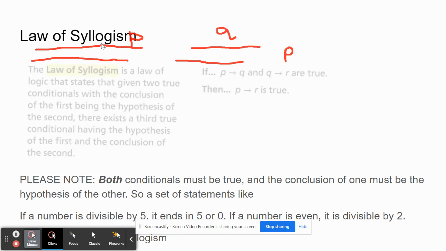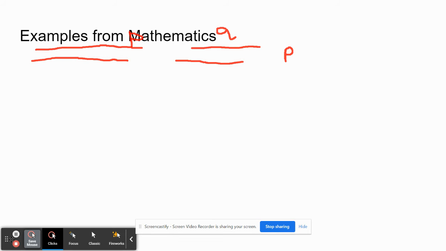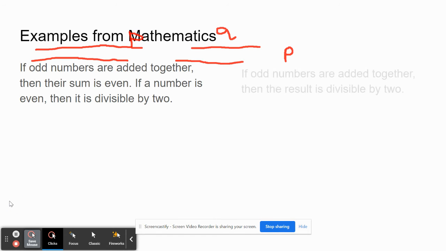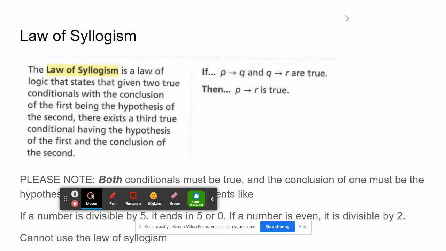Right, let's go on to the law of syllogism. Okay, so our next topic is the law of syllogism. The law of syllogism is the law of logic that given two true conditionals, with the conclusion of the first being the hypothesis of the second, there is a third true conditional. This is something that I associate with the transitive property, but it is not exactly the same.